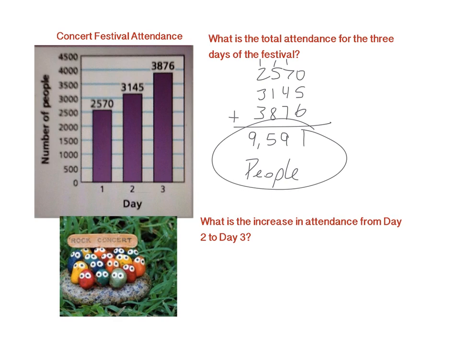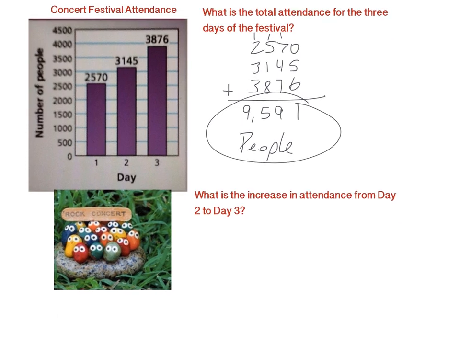Okay, so the next question, what is the increase in attendance from day 2 to day 3? So we need to look at day 2 and day 3. Probably doesn't hurt to write day 2 as 3,145 and day 3 as 3,876. So definitely an increase from here to here. So increase usually means add, right? We're going to increase something, so let's add something to it. That's true, but what we're actually trying to find is the increase.